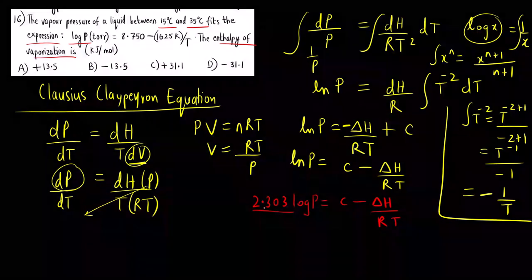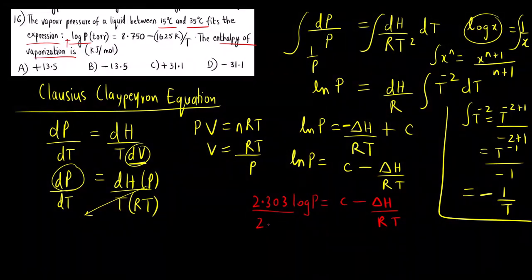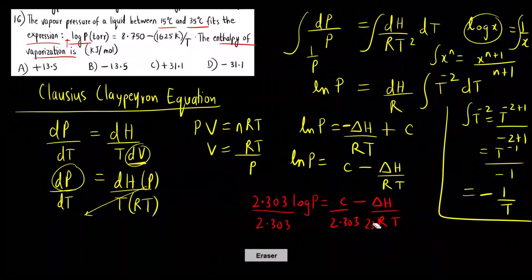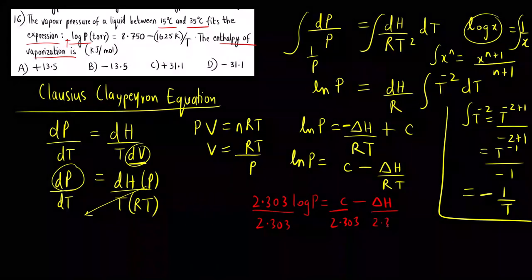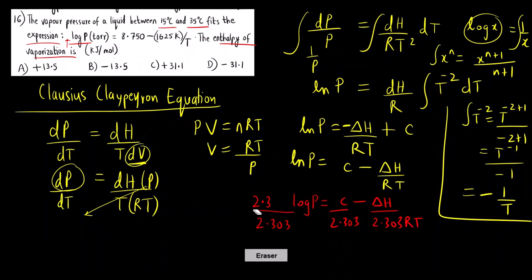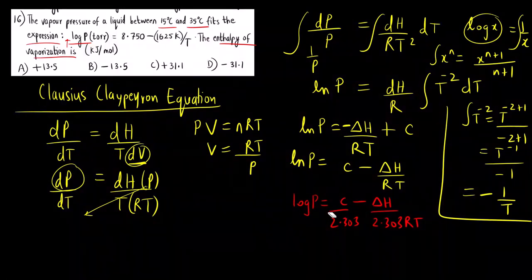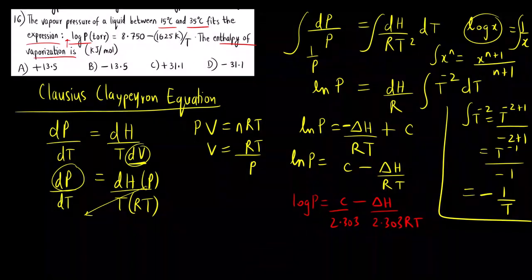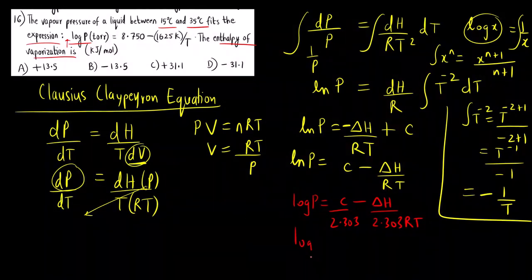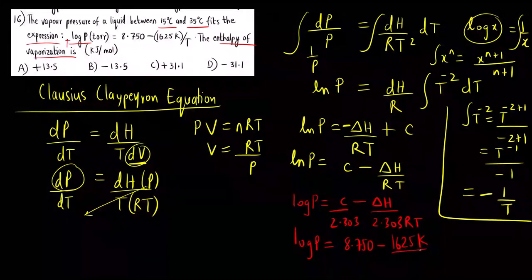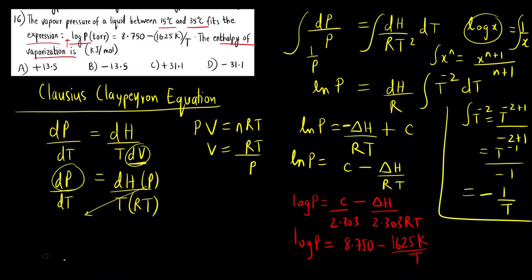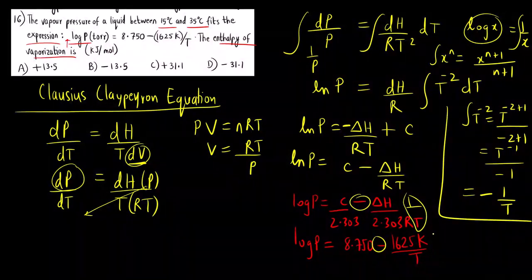Now this 2.303 is not present in the question, so we can divide throughout by 2.303. Then the 2.303 will cancel on the c term, and the denominator becomes 2.303 RT. Now you can compare this with the given value. What is given? Log p is equal to 8.750 minus 1625 Kelvin divided by T. If you compare, the minus sign is common and 1 by T is common in both of them.